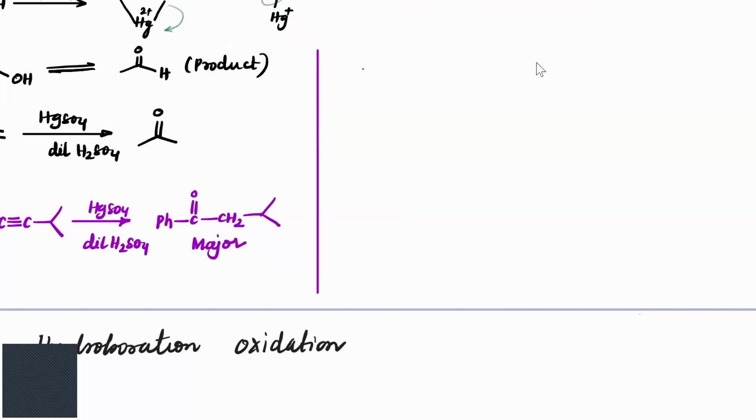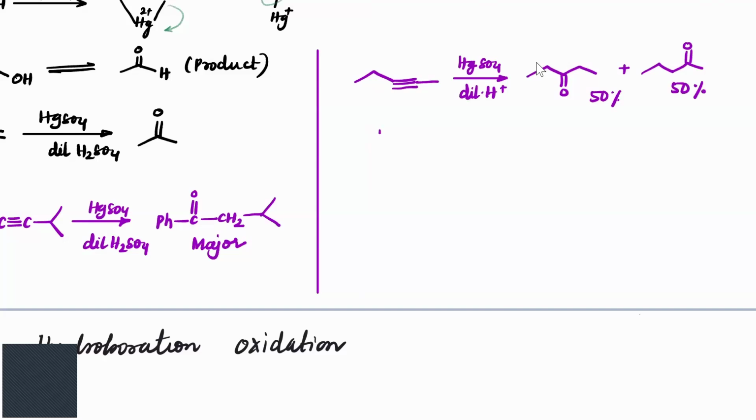But in case it is only ethyl on one end and methyl on the other end, then you perform Kucherov's reaction. So you have dilute H2SO4, H plus. Then chances of getting ketone this way and chances of getting ketone this way, both of them are observed, and almost both of them are 50-50 percentage, if only ethyl and methyl is present.